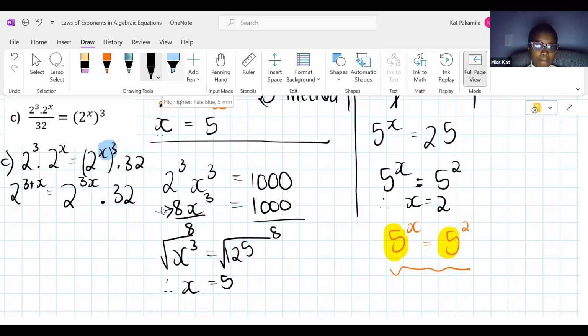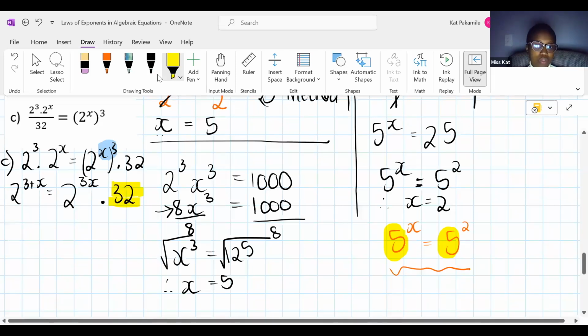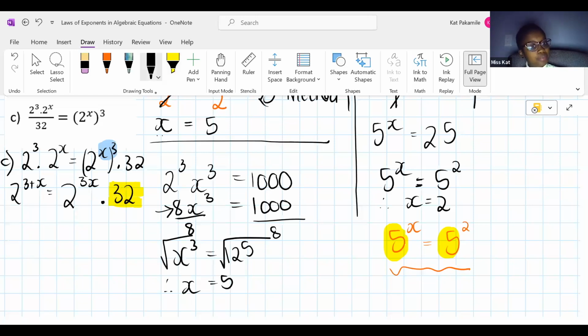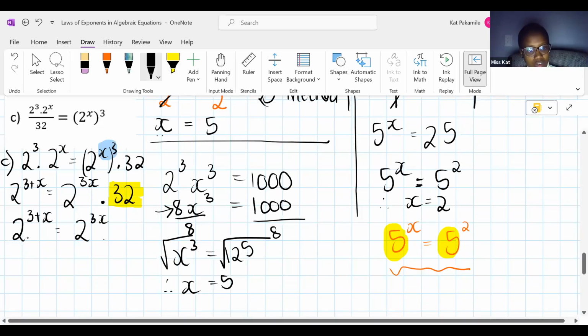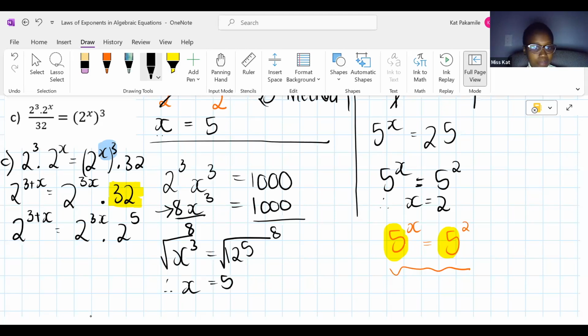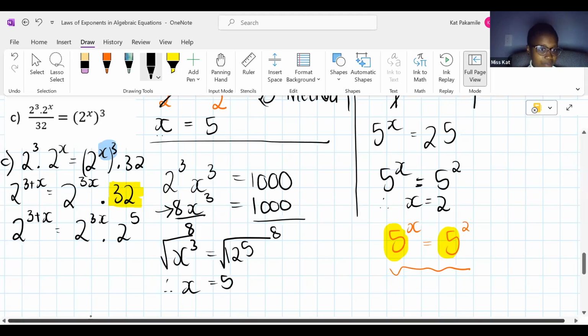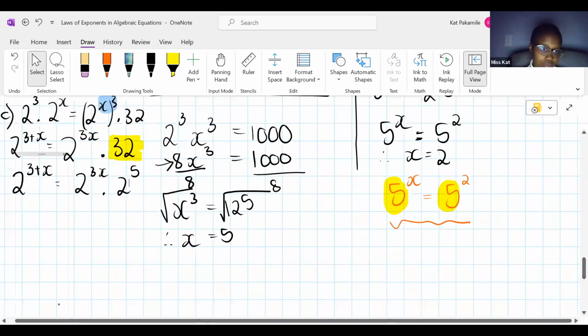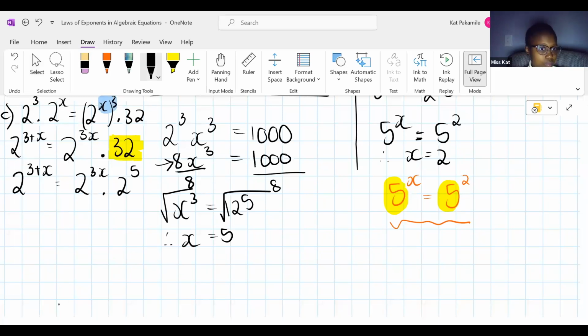Ma'am, I think it's the 32, ma'am. We want something to the power of 2. Can we not get 32 to be something to the power of 2? Yes, ma'am, we can. 32 is the same as 2 to the power of what? Ma'am, it's 2 to the power of 5. Thank you. So it's going to be 3x times 2 to the power of 5. Doesn't this look a little bit better? Yes, ma'am, it does. Okay, now what? So then we're going to cancel off the bases because they're the same. So we're going to have 3 plus x is equals to 3x plus 5.